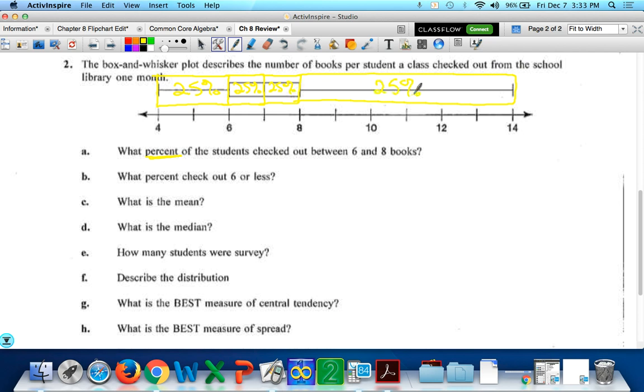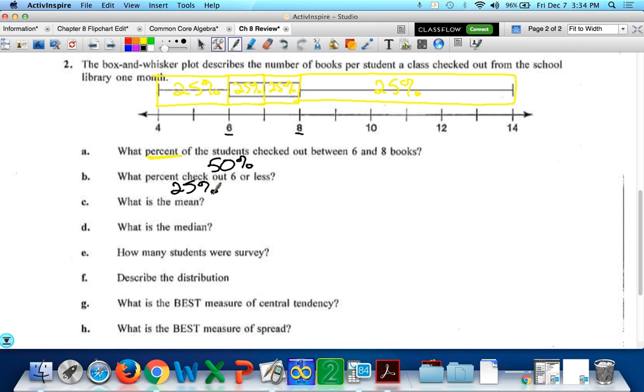So when it asks what percentage checked out between 6 and 8, that is these 2 boxes, meaning it is 50% of our data. What percentage checked out 6 or less? That's this one single whisker, 25% of our data.